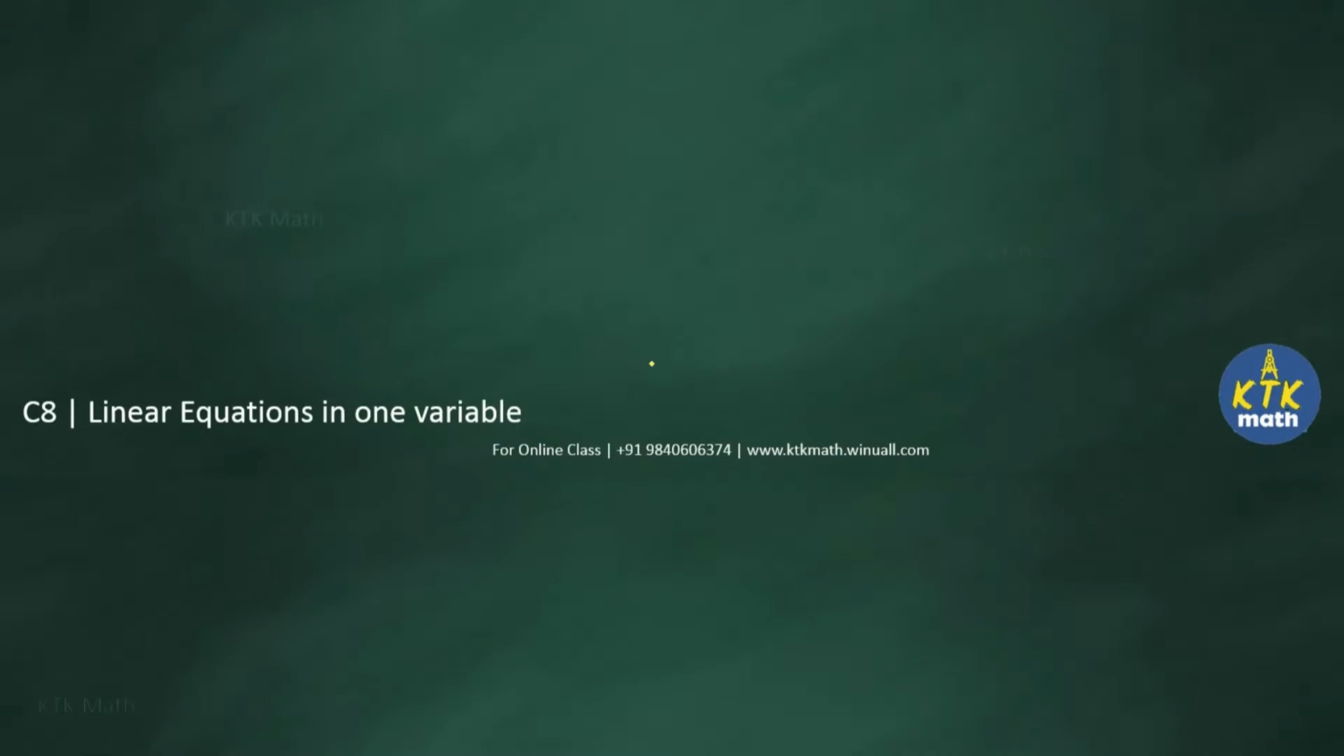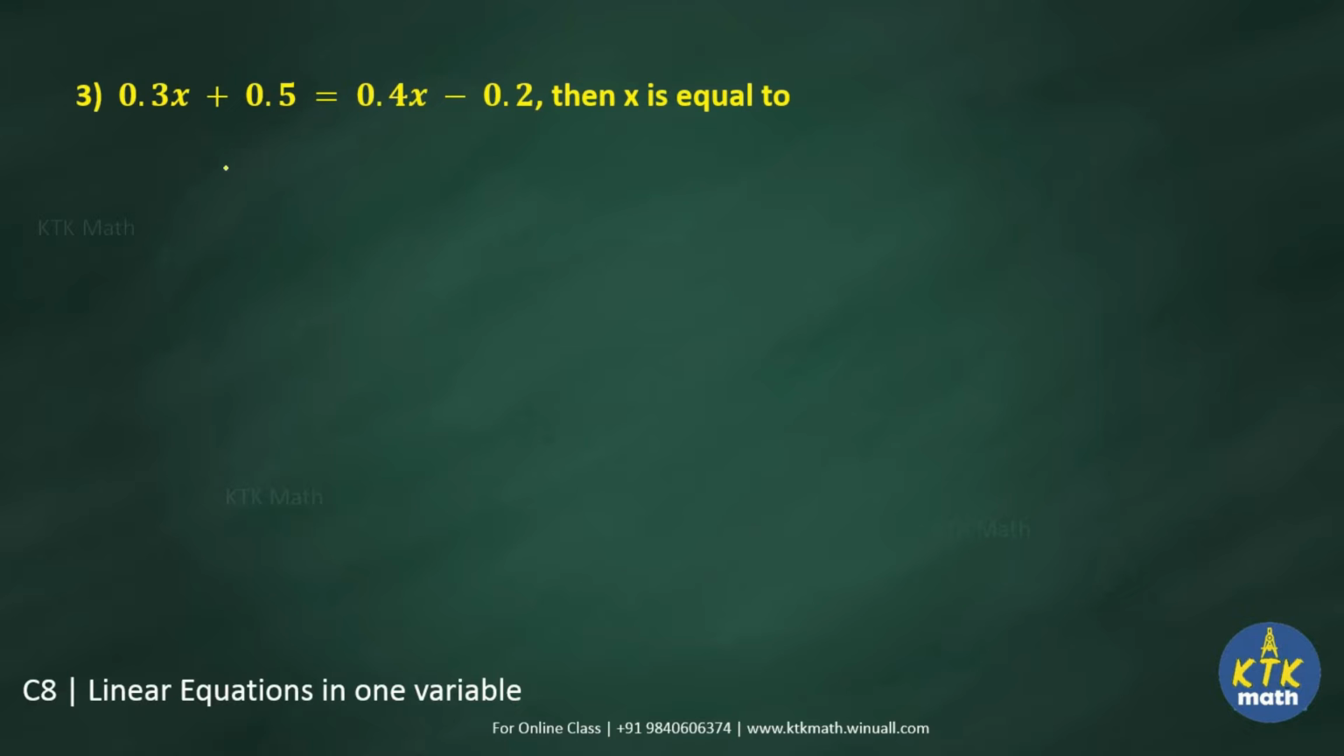Now question number 3. 0.3x plus 0.5 is equal to 0.4x minus 0.2, then x is equal to? So here the entire equation contains decimals, right? So you don't need to worry about that. I'm going to multiply the entire equation by 10. So what happens, 0.3x becomes just 3x plus 5, and here 4x minus 2. When I am multiplying by 10, all these 0.3, 0.5, 0.4, 0.2 become whole numbers like this. Can you understand why I am doing this?